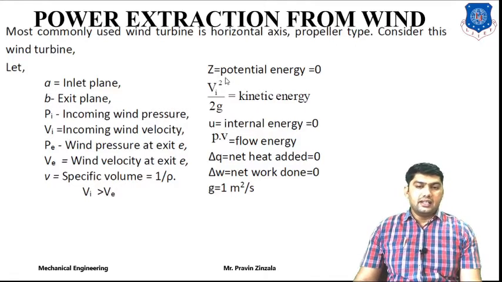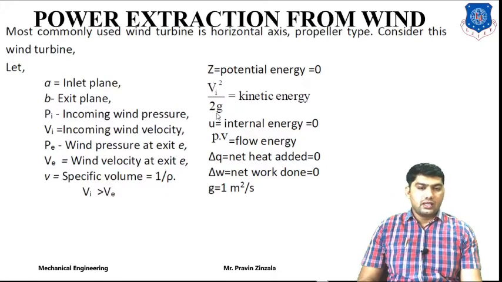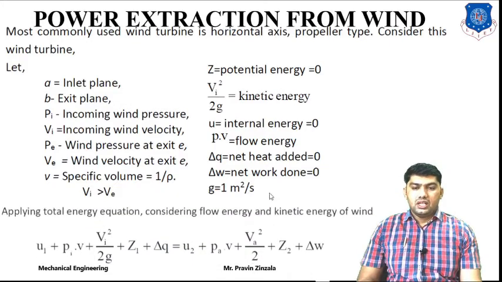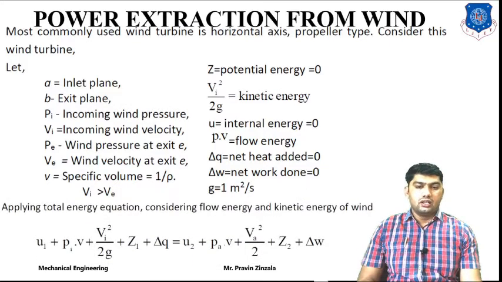Now we are considering the potential energy is equal to 0, kinetic energy head is equal to V square by 2G, internal energy U is equal to 0, flow work is equal to PV, and net head added is equal to 0 and net work done is equal to 0. And we are considering G is equal to 1 meter square per second, means gravitational acceleration.